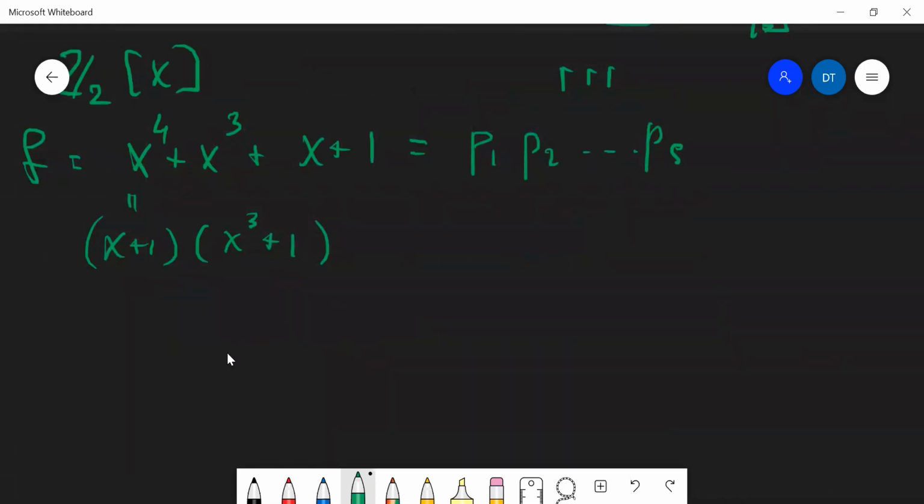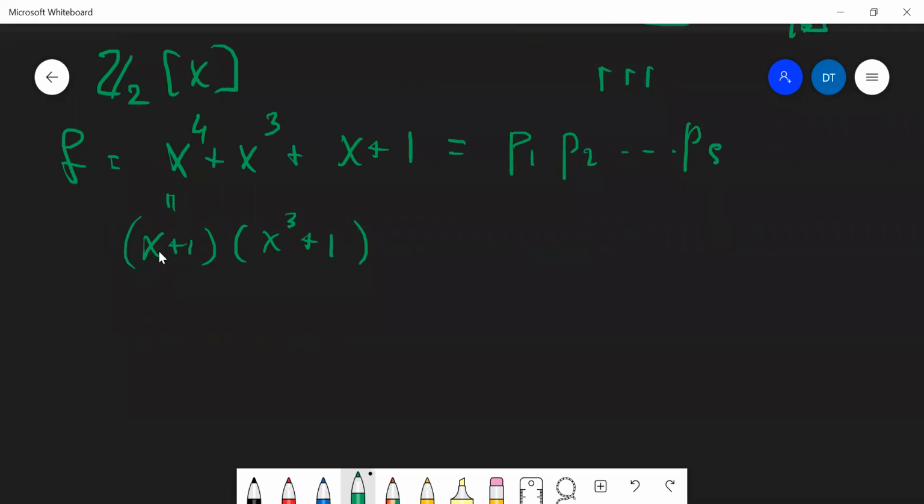But how could we possibly find such a factor like x + 1? There is a simple method. When you need to factorize a polynomial, first of all, try to find the roots of the polynomial. There are only two elements in our field, 0 and 1. If we compute f(0), the result is 1. And if we compute f(1), then you have 1 + 1 + 1 + 1, which is 4, and 4 is equal to 0 in Z2. So this means that 1 is a root of this polynomial.